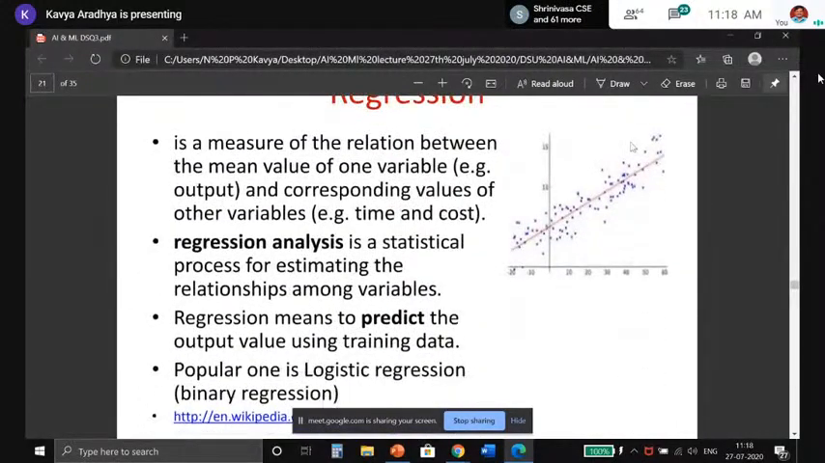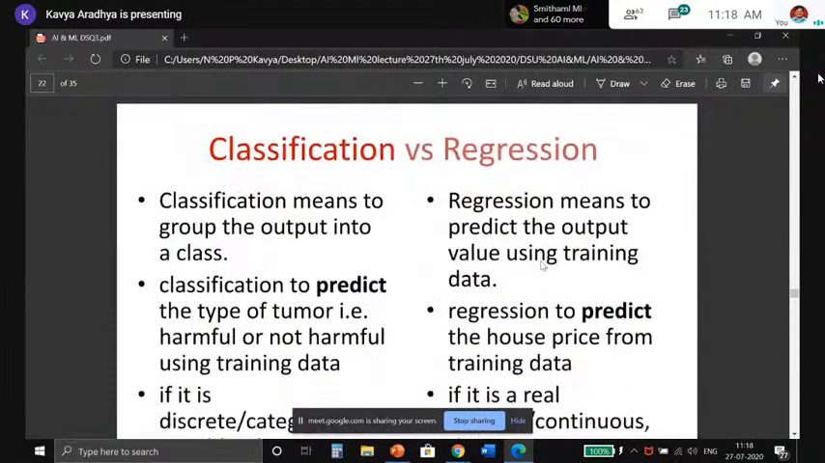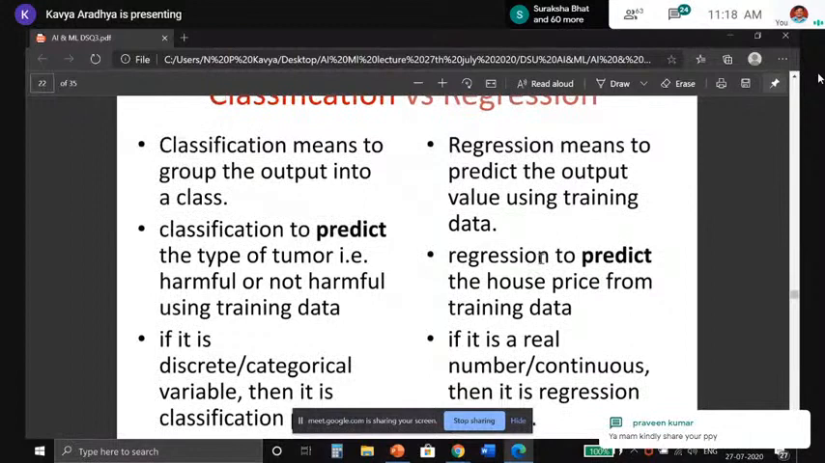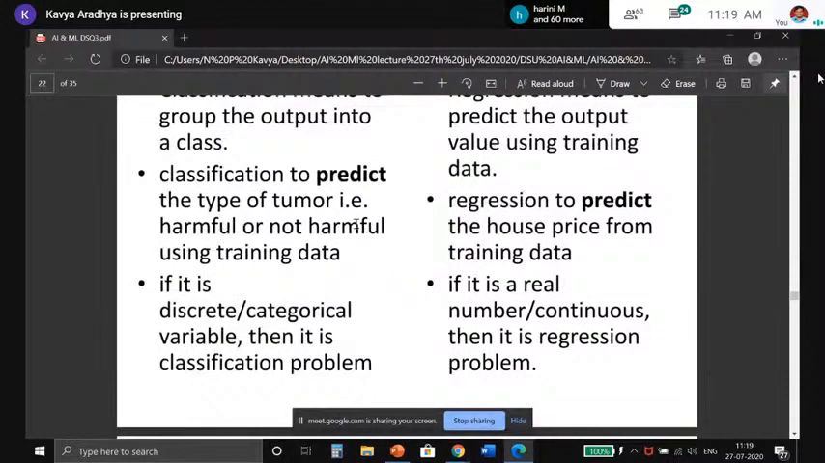Regression. This is the slope and regression. I have already told you, with an example, how we try to do predictions with logistic representation. We also call it regression with binary representation. The difference between classification and regression is very clear here. Classification means you have a group of outputs in classes. Here, you are going to predict the output using your training data. So this is a sample of how you can see the difference between classification and prediction.